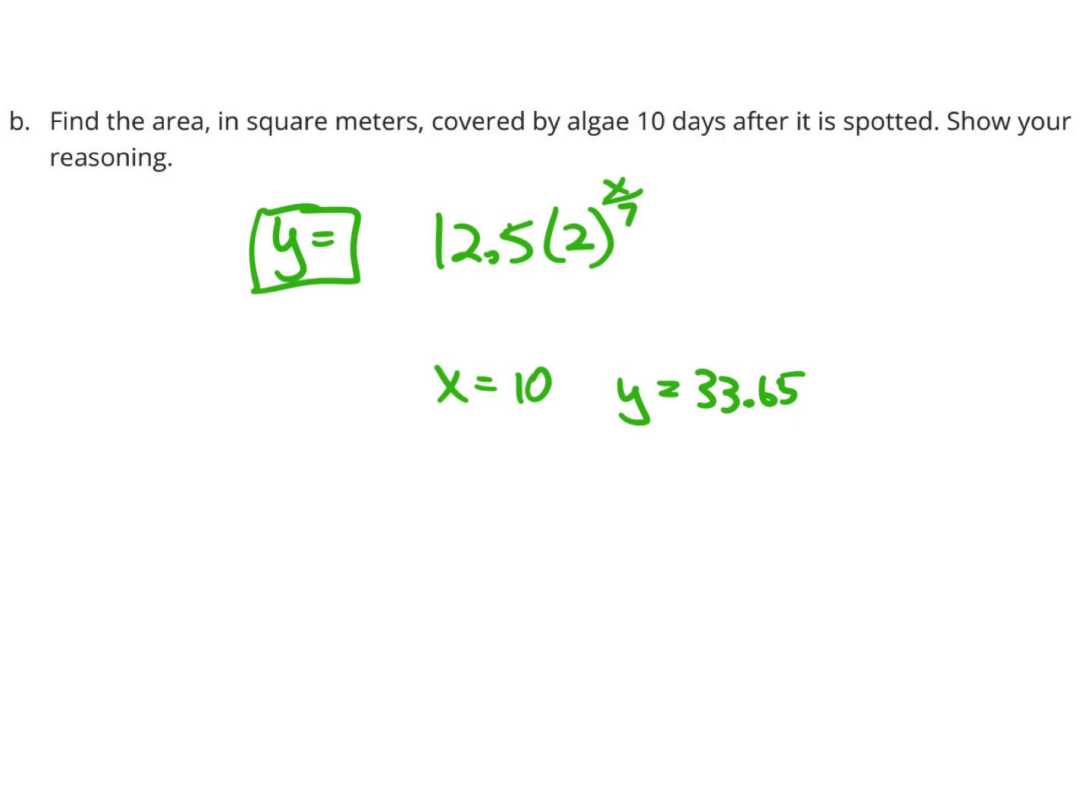Okay, so 0 was 12.5. 1 day was 25 because it's doubling. And then 2 days it would have gone to 50, by looking at the numbers in the calculator. So 10 days is 33. So it's more than 25. So that's a good number.